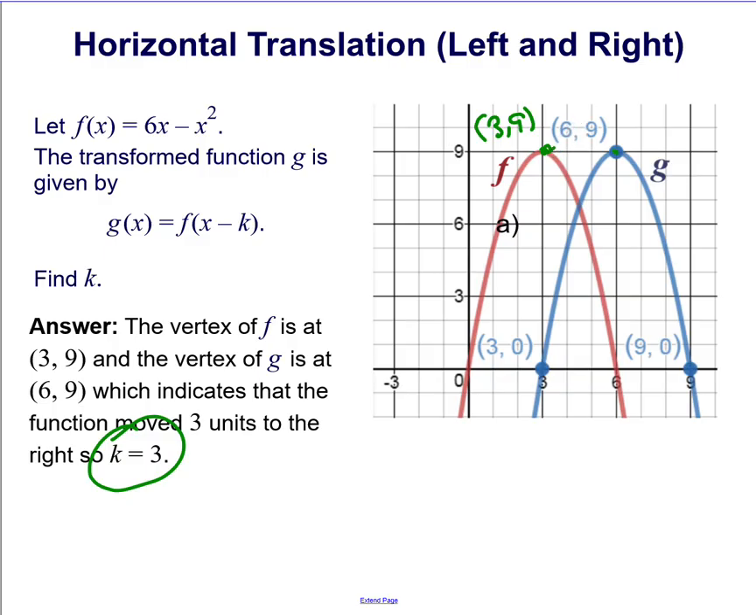We'll notice here's the vertex. We go 1, 2, 3 units to the right. By the way, every point on the graph of the function moved 3 units to the right. So if I have my x-intercept here, I go 3 units to the right to get another x-intercept. If I have an x-intercept here, I go 3 units to the right to get the other x-intercept. So all of the points on the graph are translated over to the right 3 places. The value of k is 3.